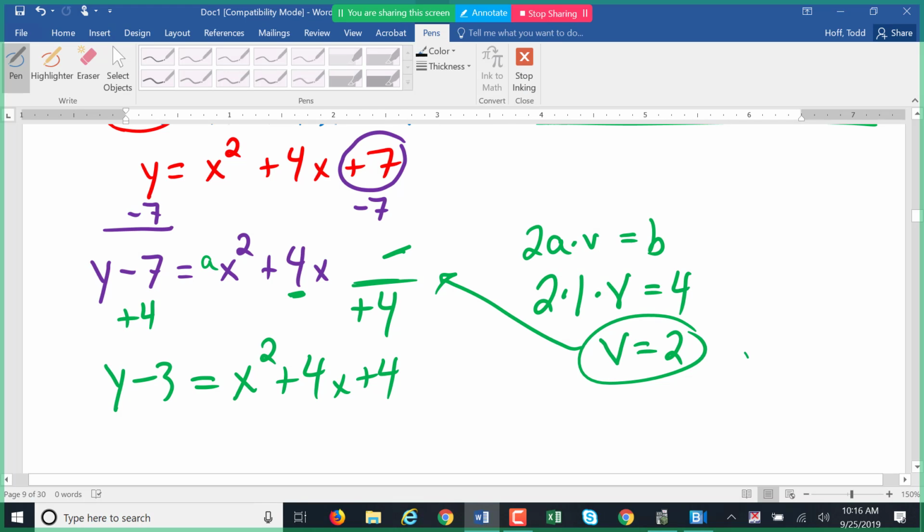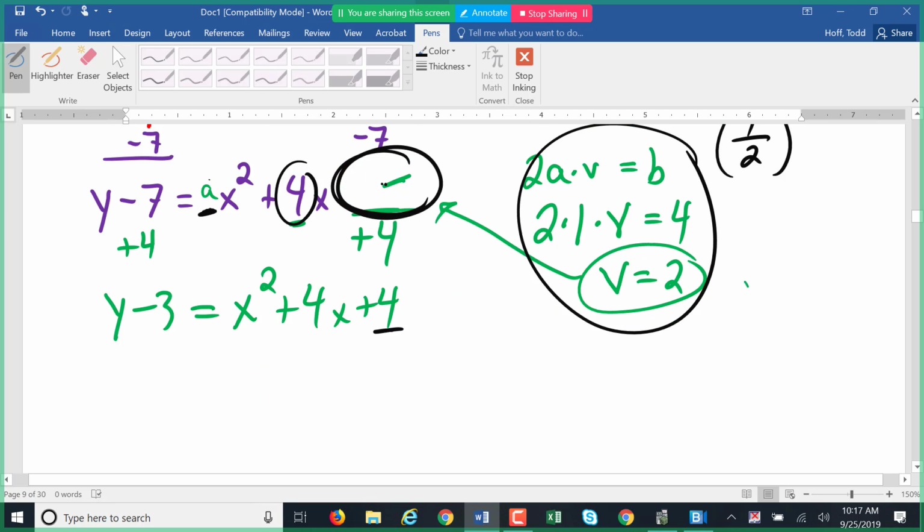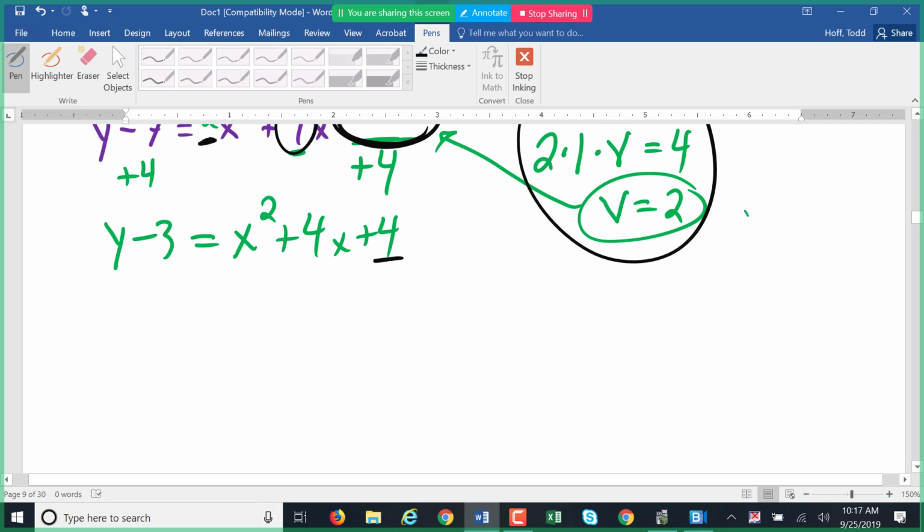Now I kind of jumbled myself as I was talking there. Any questions on how we find what value has to go here? It's fairly simple. If a is 1, it's just this number. You divide it by 2 and then square it. If a is not 1, it gets to be a lot more complex. We use this process, which I kind of made sound more complicated than it is. So everybody's good at finding that value to complete the square? Okay.